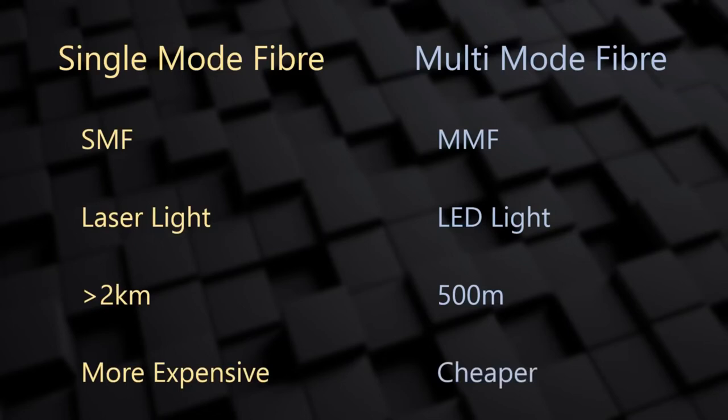Single mode fiber, or SMF, uses a laser light. This makes it more expensive, but it is capable of much longer distances. You could easily get 2 kilometers or more, depending on the hardware you're using. You would typically use single mode fiber between different buildings. Or, your service provider may run single mode fiber into your building to give you WAN or internet access.